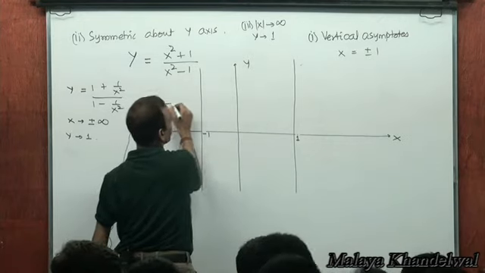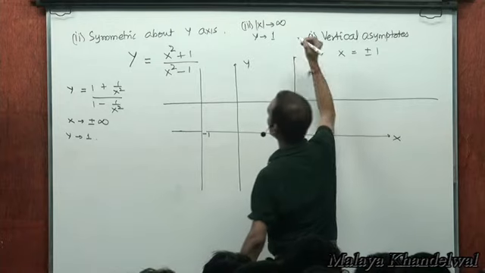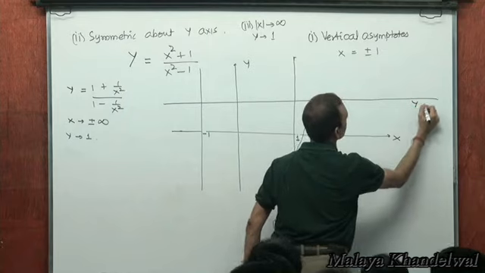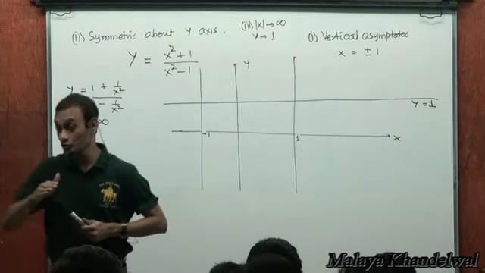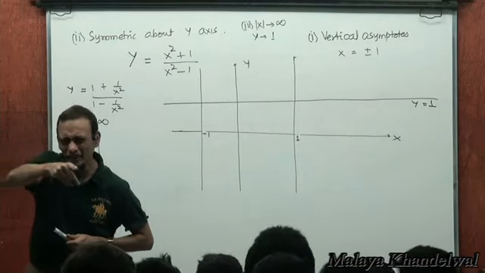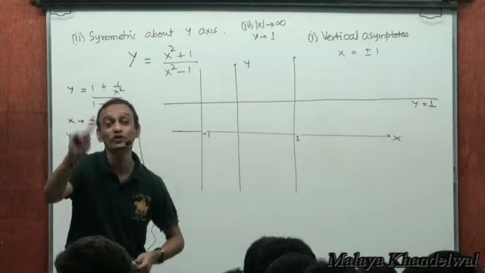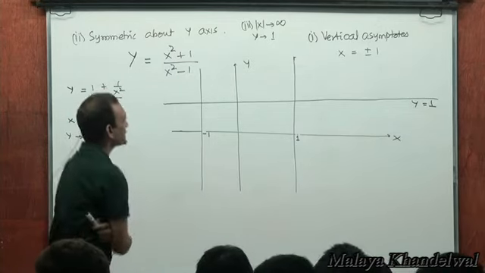So let me draw the line y equal to 1. This is the line y equal to 1. That means when x becomes very large, the curve comes closer and closer to y equal to 1. Therefore, y equal to 1 should be looked upon as a horizontal asymptote, right?